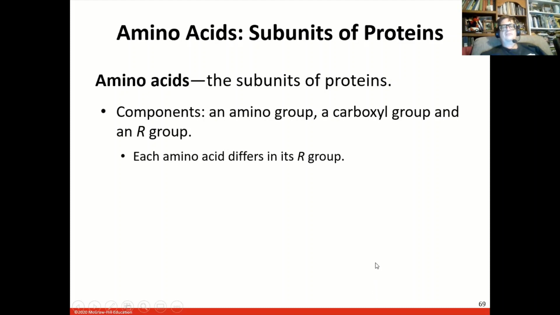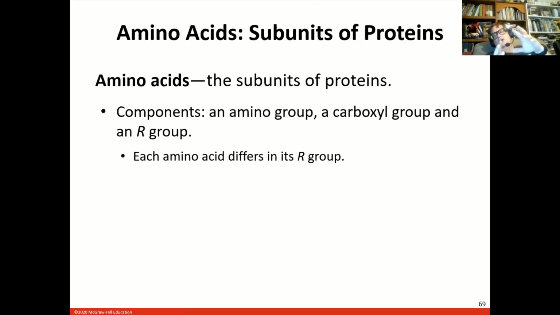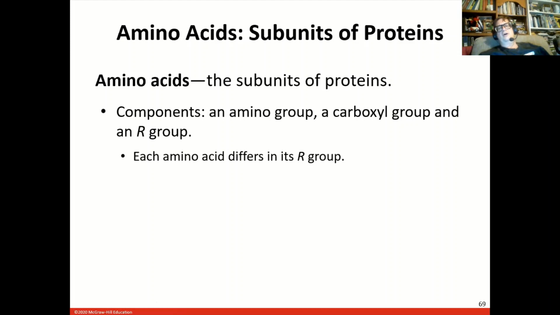So proteins are made of amino acids. Amino acids are the monomers that make up the polymer that we call a protein. Every amino acid has an amino group, a carboxyl group, and then R. R is just a generic placeholder. It could be a really small chain. It could be something really big and huge. But the difference in the R groups is what makes the difference in the amino acids, because they all have an amine and they all have a carboxyl.